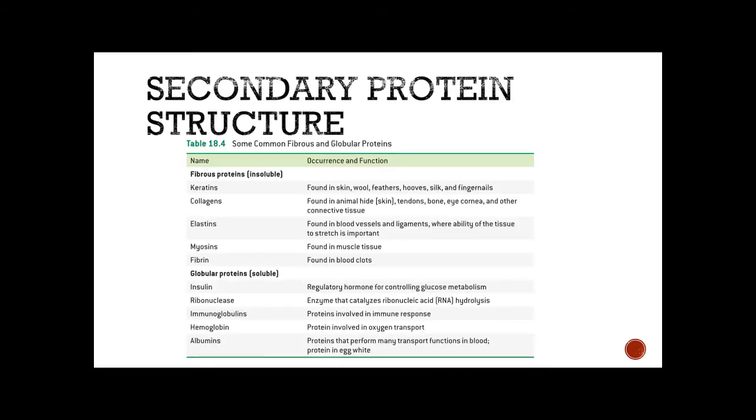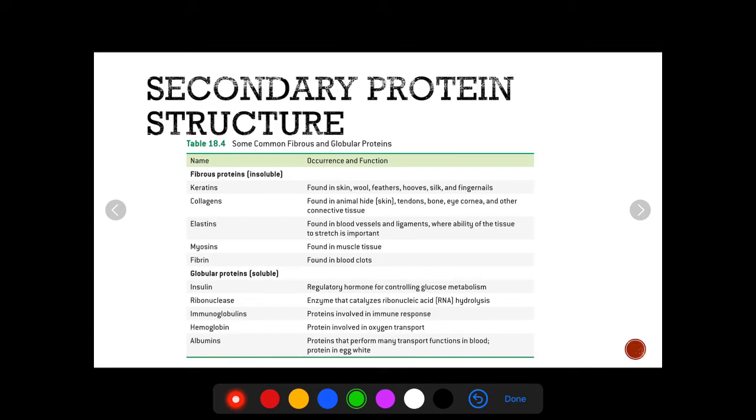There are some more examples here, specifically the names of the proteins. We have keratins, collagens, elastins, myosins, and fibrin. All of those are fibrous proteins. And again, we just mentioned that fibrous proteins are typically involved with the structure of cells and tissues, and you can see that in the function that's listed here for each of those.